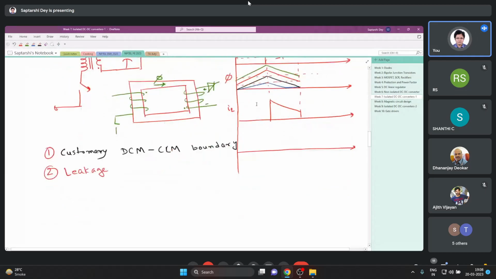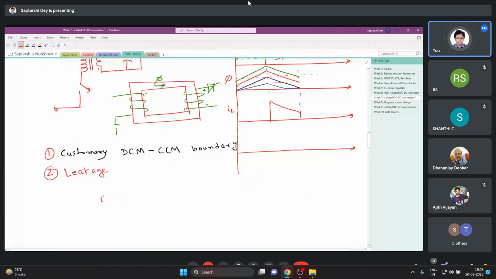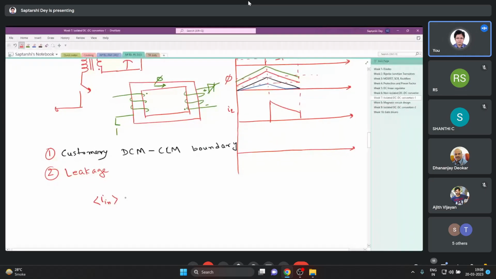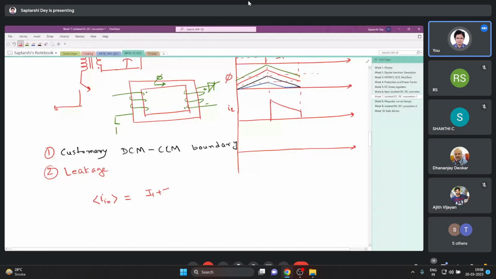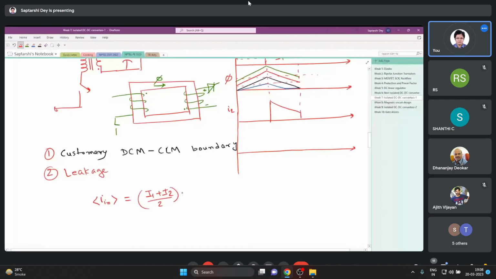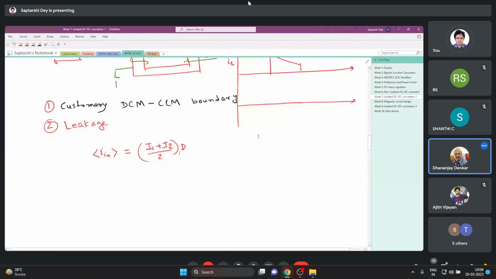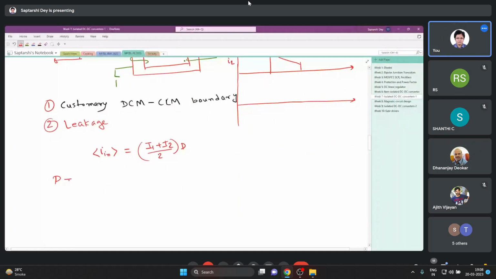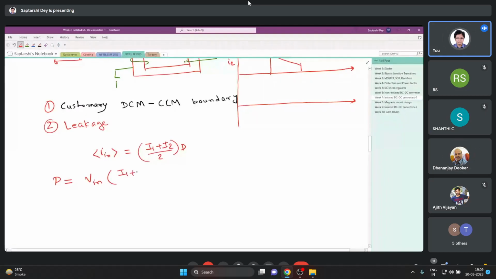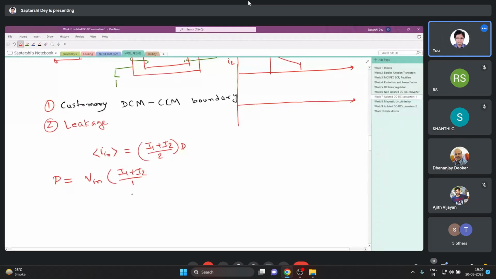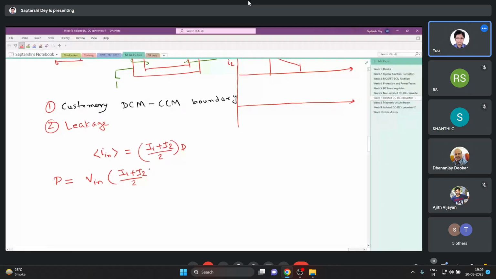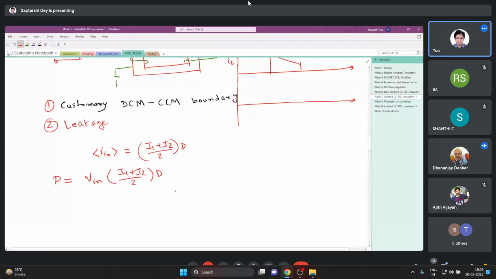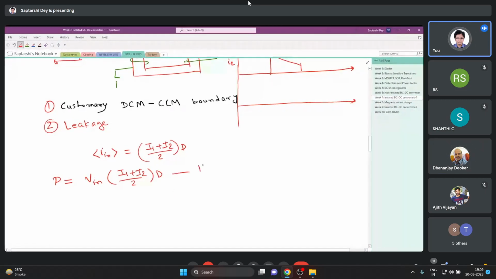Now, if we look, the average value of the input current I in is given by I1 plus I2 by 2 times D, right? Now, the average power that is given to us, say, maybe you will be asked to make a 10 watt, 15 watt, 25 watt flyback converter. So the average power is then V in times I1 plus I2 by 2 into D, right? So this is equation 1.